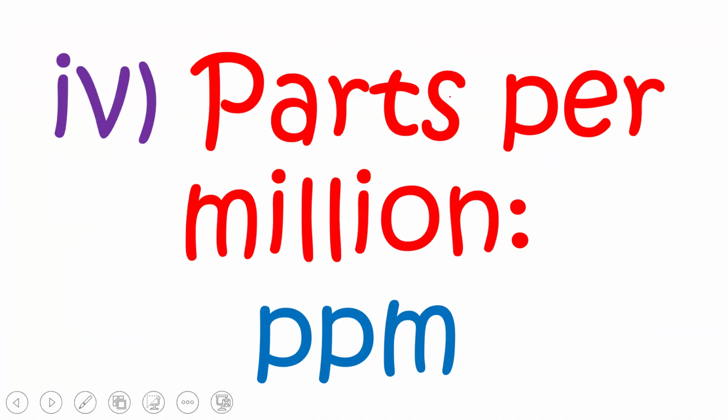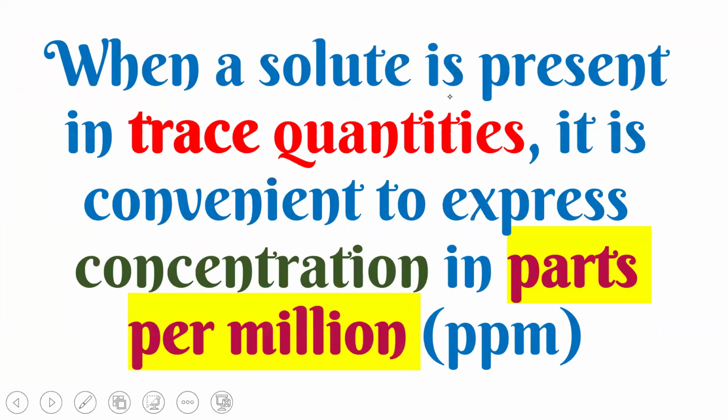Next is parts per million, ppm. When a solute is present in trace quantity, it is convenient to express concentration in parts per million. We studied in the last class about fluoride. Fluoride in toothpaste is represented in ppm because it is present in a trace amount. So if the solute is present in trace amount, we can express the concentration in ppm, parts per million.